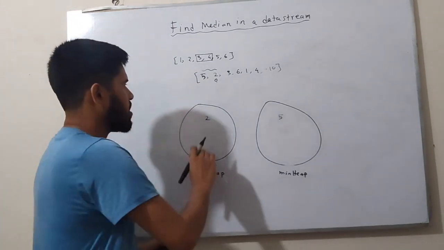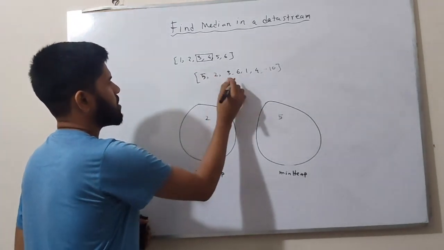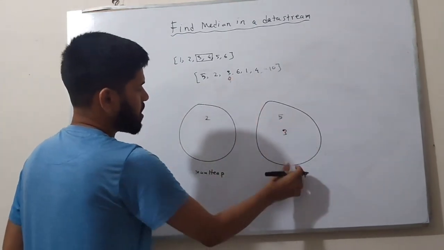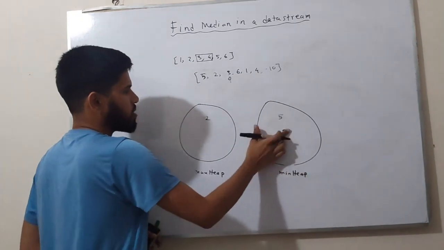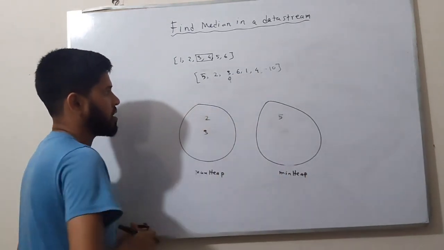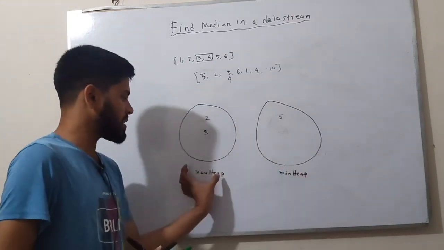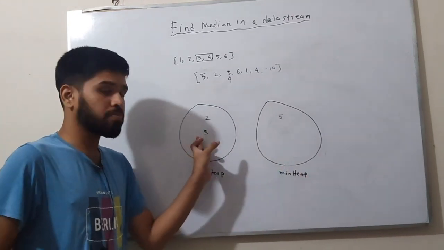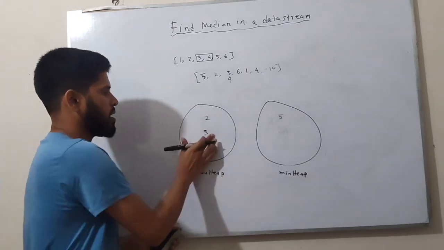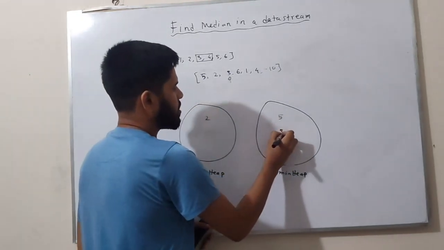Okay. Now let's move forward. This is our next element. Let's insert it in our min heap data structure. Let's remove the minimum from here, 3. Let's put it back in our max heap. So 3. We see the size of min heap is less than max heap. So let's pull or remove the peak element, which is 3, and let's put it back here.